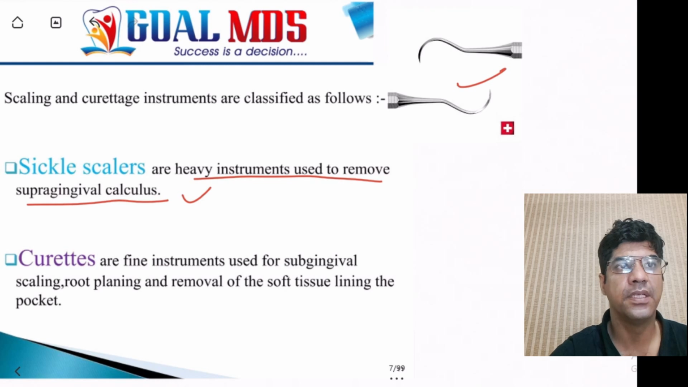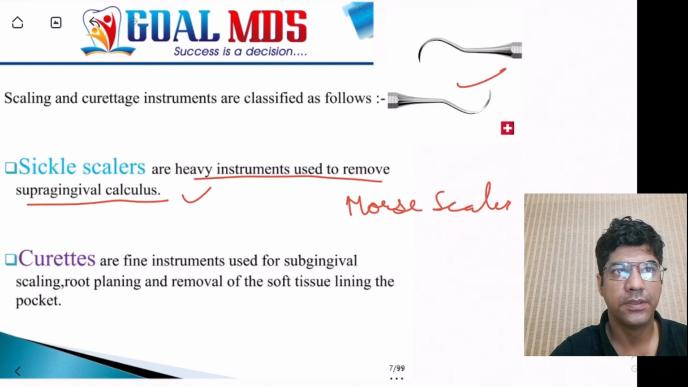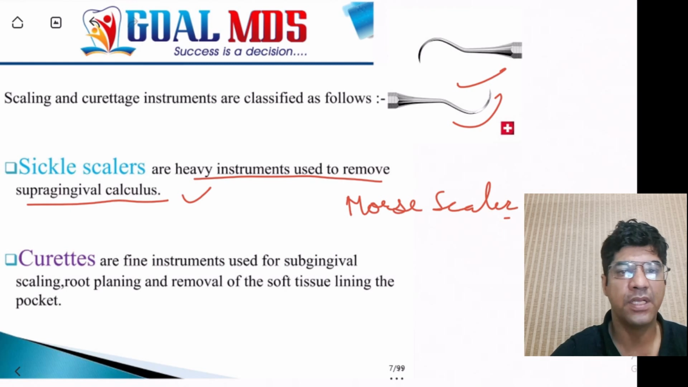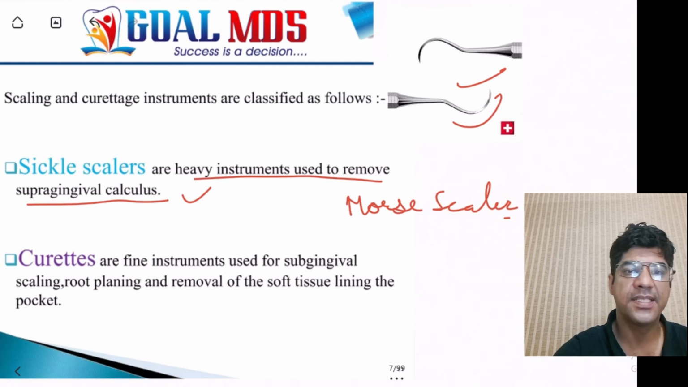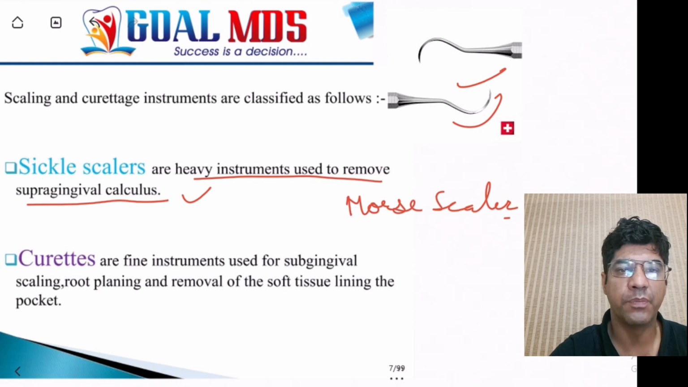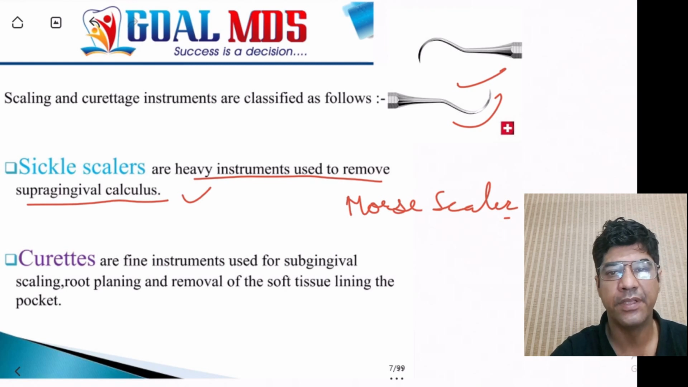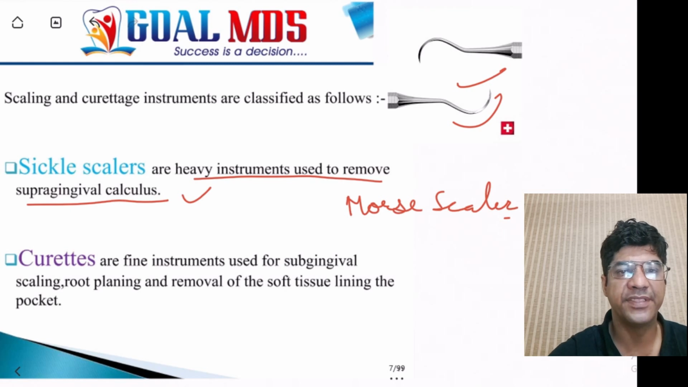Posterior jacket scalers. These are the sickle scalers, posterior jacket scalers, Morse scalers. The sickle scalers have a pointed tip with a curved cutting edge. So they are designed to remove the large deposit of calculus. The posterior jacket scalers are designed for use on the posterior teeth as they have a curved blade with a pointed tip. The Morse scalers have a blade that is parallel to the handle. They are used for the supragingival scaling.